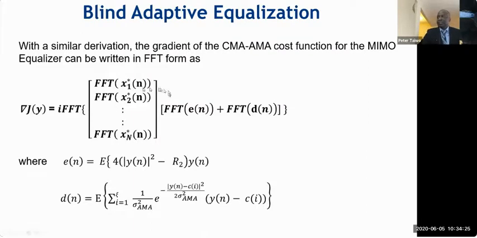So we use a similar approach to also compute the gradients of the CMA cost function. So we use the FFT also to process the gradients of the CMA cost function with this expression, and these special terms here, E and D, are also given as follows.